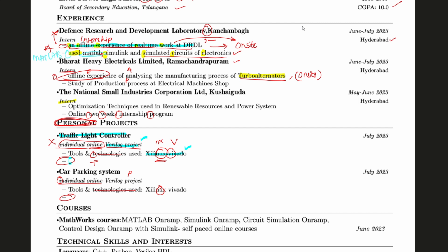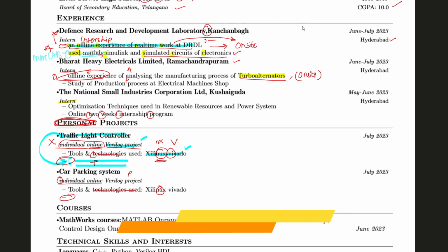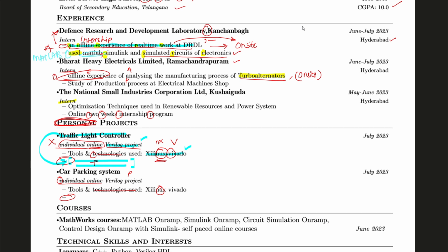So make sure to include more description about this project, what exactly you did in this project, and what the outcomes or the problem statement are. If you can explain it more, there's a better chance that the interviewer would ask questions about this, and it increases the chance of your selection.